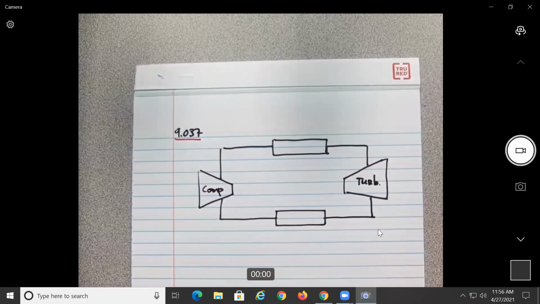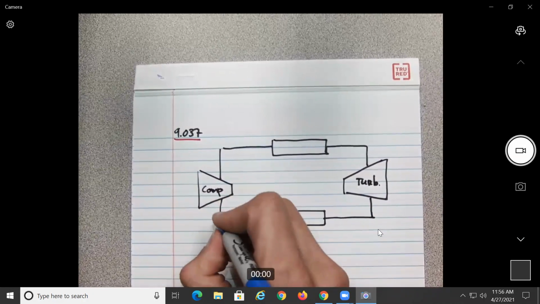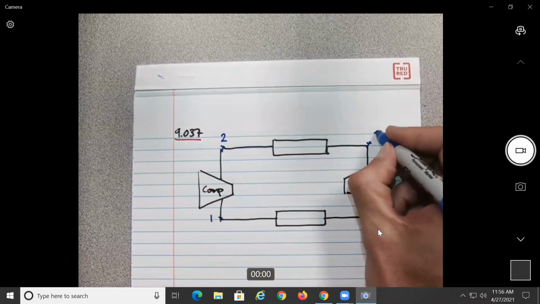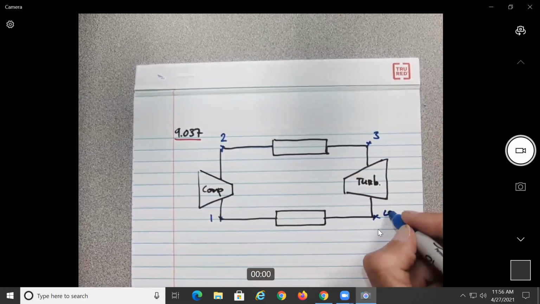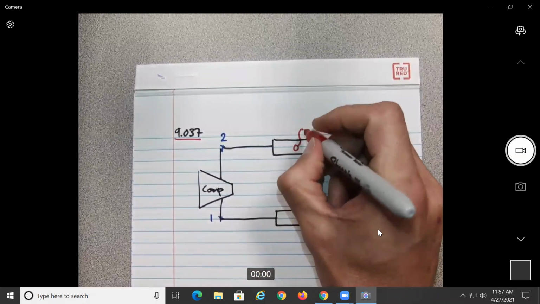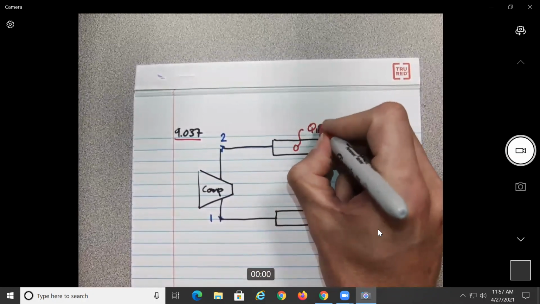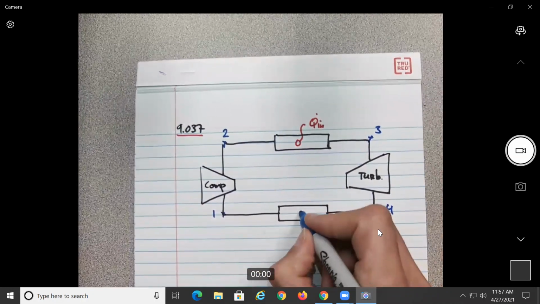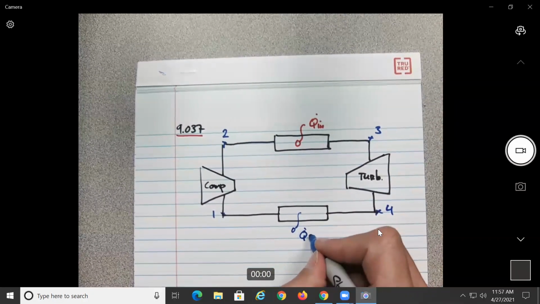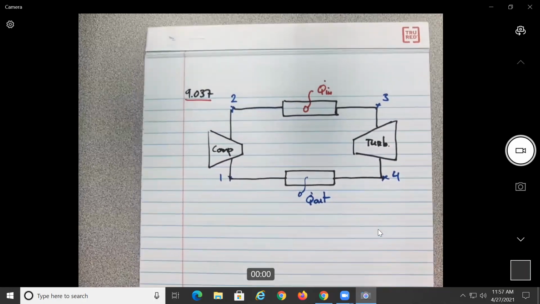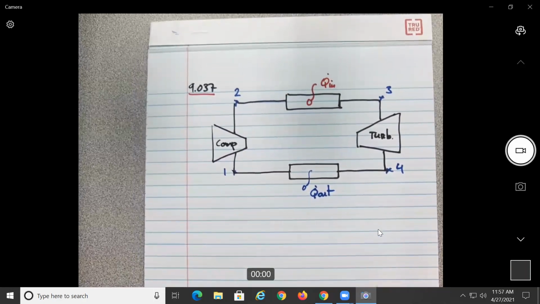And hopefully we use the same notation. 1, 2, 3, 4. This is Q in. This is Q out. Okay, so what do we know?